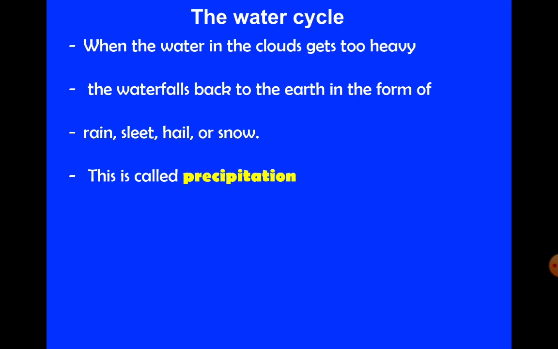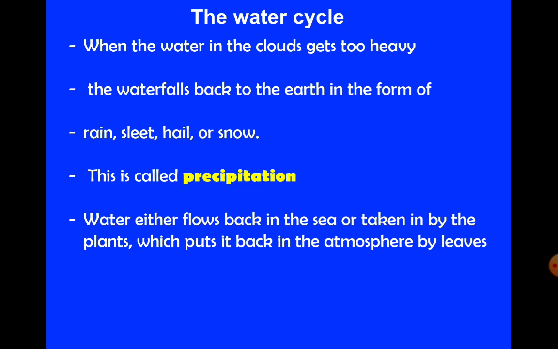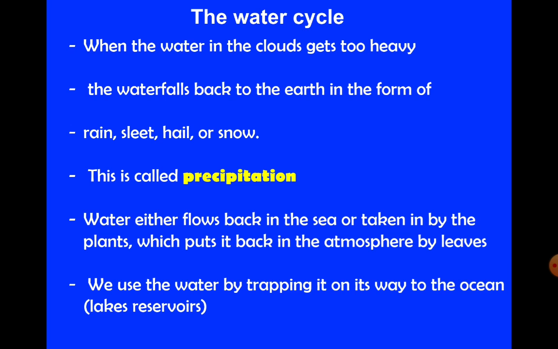Now the water precipitates on Earth, and in the end it will flow back to the sea, or it is taken up by the plants, which put it back into the atmosphere through the leaves. We also use the water by trapping it on its way to the ocean. Think about lakes, reservoirs, etc. Because this water is very useful, and we need water. It's essential. We will talk about that later. Okay, so now we can complete this picture that we saw at the beginning of the water cycle.